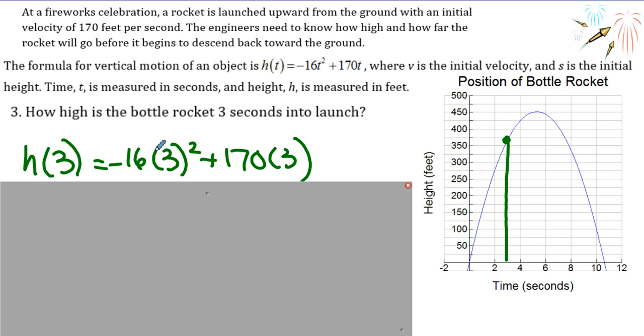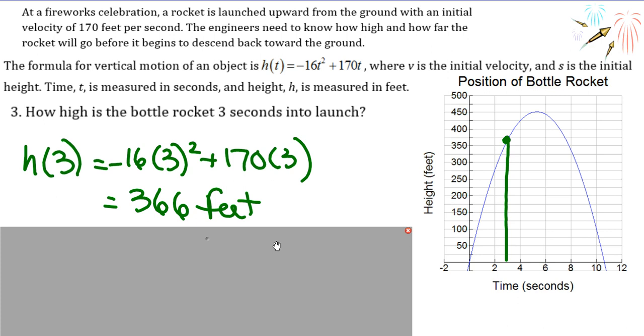So again, by substituting in your value of 3 seconds, we find that the bottle rocket is 366 feet above the ground 3 seconds into launch. And again, if we check graphically, that seems about correct, because counting by 25s, it's 375, it's below that, we're on target.